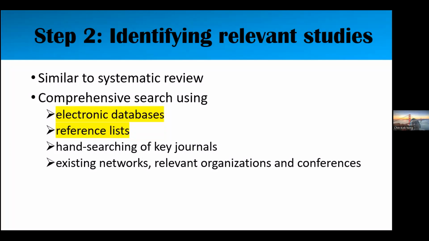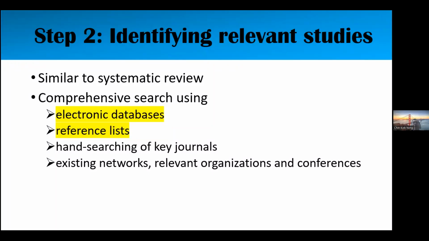Most of the time, we'll be doing a comprehensive literature search using electronic databases and also the reference lists of relevant articles. Meaning that if you have decided to include a certain article, you'll go through its reference list to see whether you have missed out any articles or not. Sometimes we call it chain tracing as well.